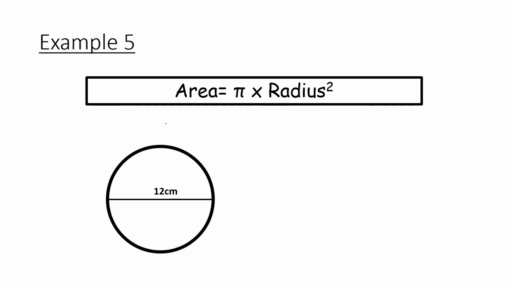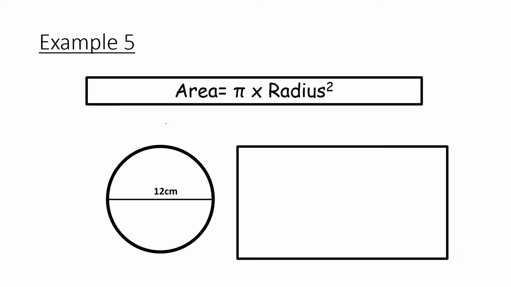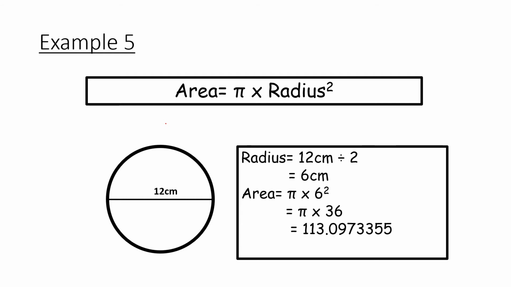Another example, again we've got a circle with a diameter of 12 centimeters, so we have to half it first, giving us 6 centimeters. Once we put it into our formula, we get pi times 6 squared, which is pi times 36. And then we get an answer of 113.0973355, and to one decimal place that's 113.1 centimeters squared.